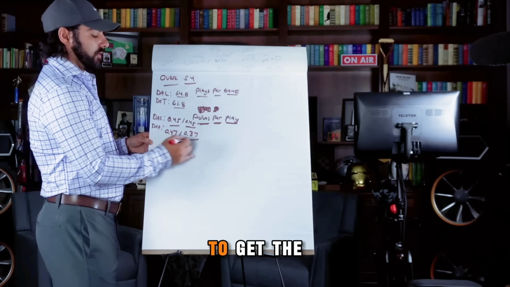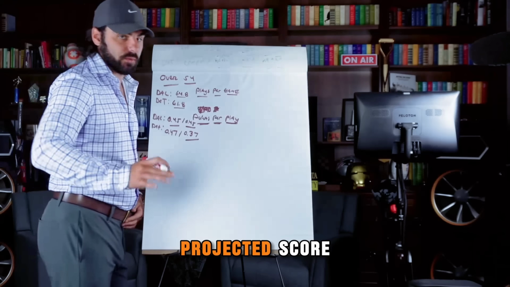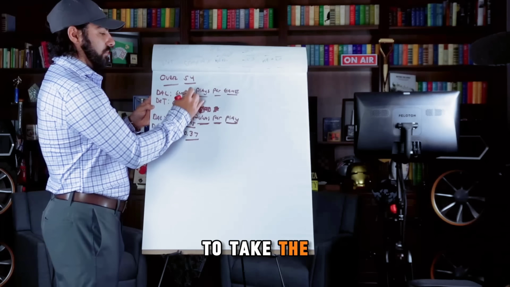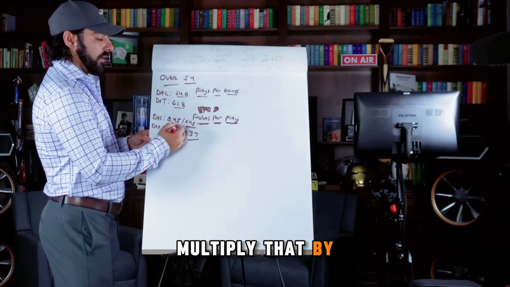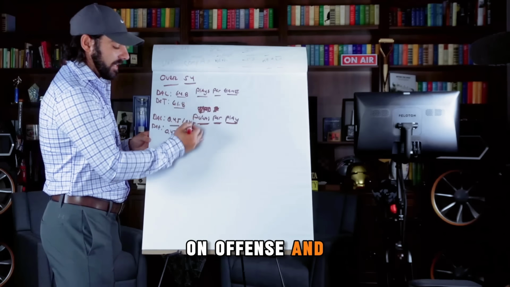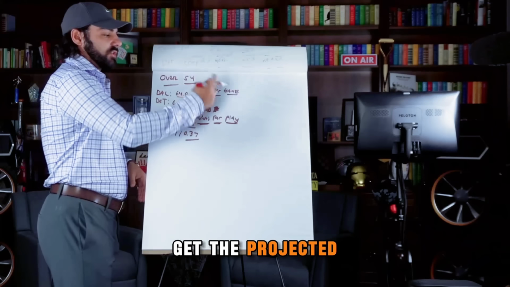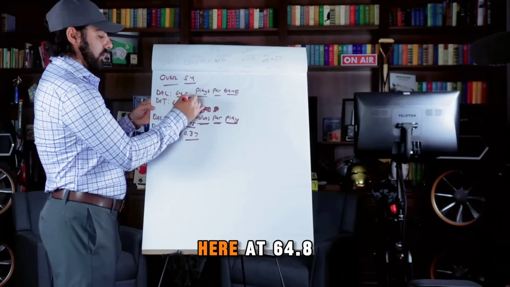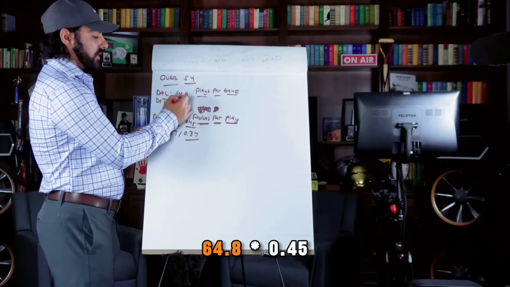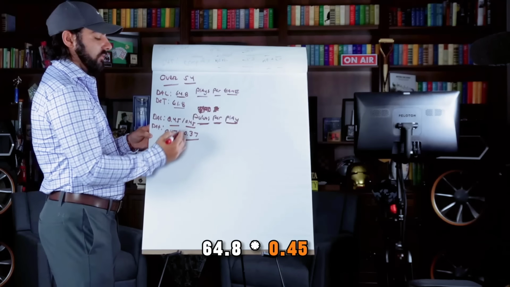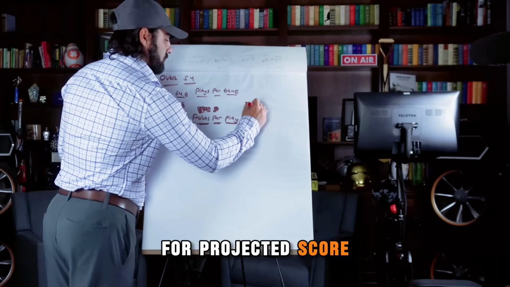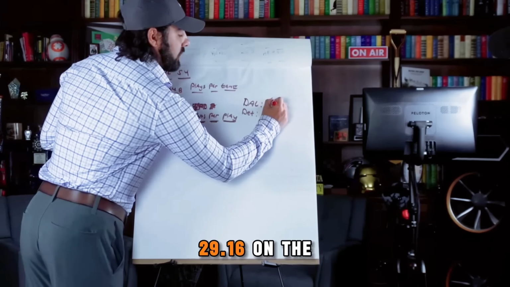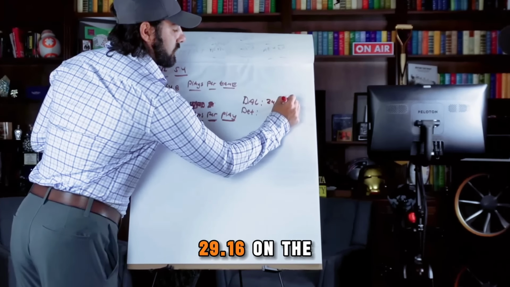Now what you want to do here to get the equation of the projected score is take the plays per game, multiply that by points per play on offense and defense, and then you'll get the projected score on both ends. Okay, so let's take Dallas for example here at 64.8. 64.8 times 0.45, we're going to put this over here for projected score. Dallas, Detroit. All right, so if we multiply that, we're going to get 29.16 on the offensive end.